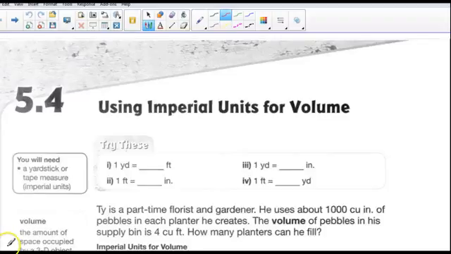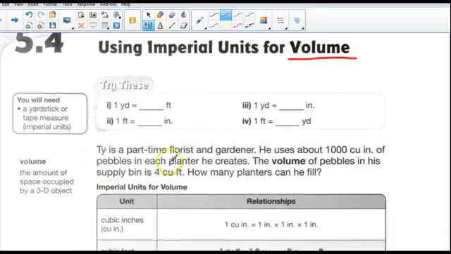Okay, we're doing a little switch here. This is 5.4, using imperial units for volume. Now we're going from capacity to volume. We need a definition for volume and how it differs from capacity. Volume is just the amount of space occupied by a 3D object. Capacity was how much of something was inside. Volume is how big the object is and how much the object could hold inside three-dimensionally.